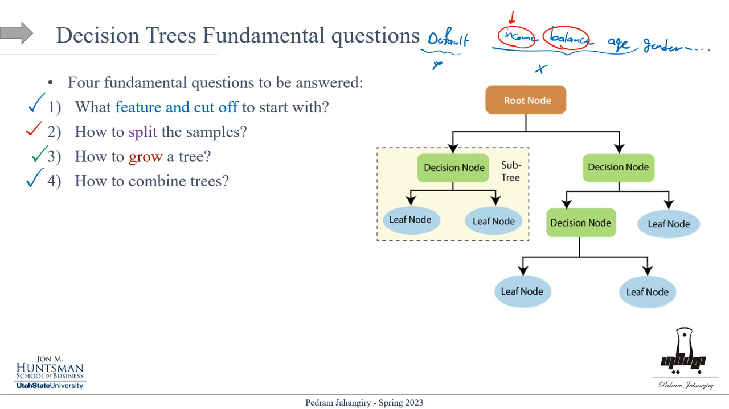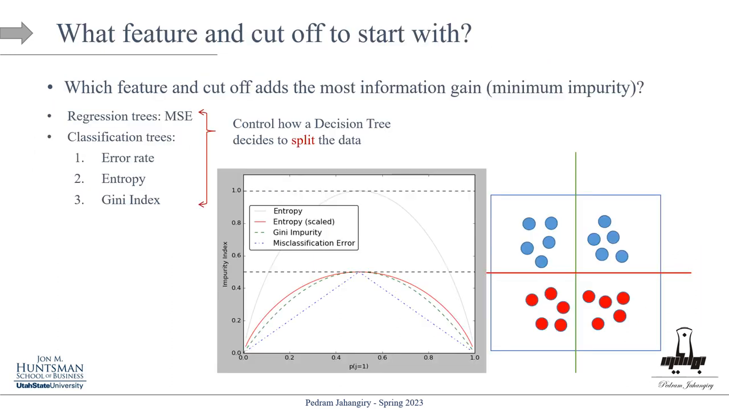And depending on how we answer these questions, we end up with different models. So in this video, I'm going to walk you through each of these questions and say that, okay, now with this information, your model is going to be XGBoost or CatBoost or LightGBM. So fundamentally, that's how these three decision tree-based boosting algorithms are different. Let's start with the first question.